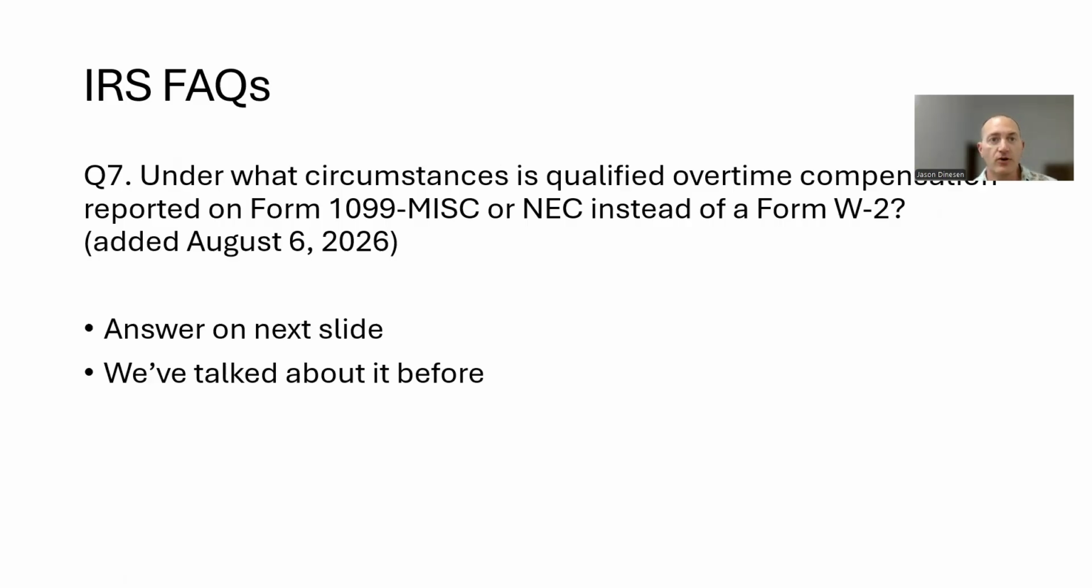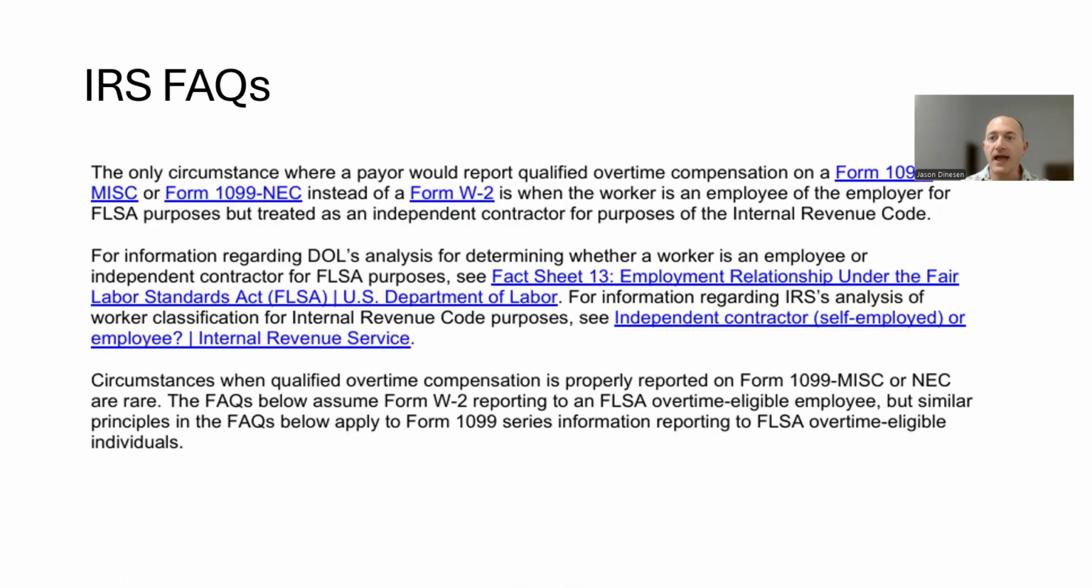If you've listened to other episodes, we've actually talked about this before. If you haven't, we'll put some links in the show notes and you can go back and listen. So what is the answer? Well, the IRS had a 3-paragraph answer. And what it gets at is that if you have a worker who under DOL tests is an employee, but who under IRS tests is a contractor, that's when you have 1099 reporting of overtime.